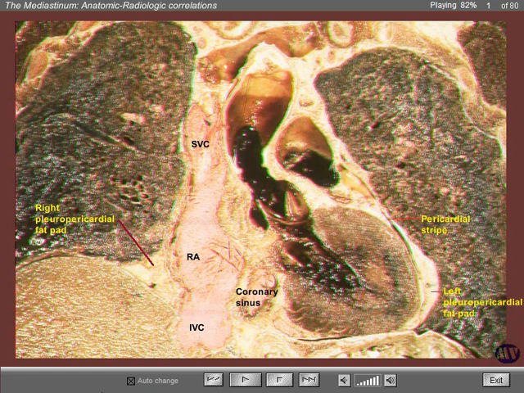In this anatomical coronal section, we note the innominate vein entering the region of the superior vena cava. We note the ascending aorta with the sinus of Valsalva. And we note the thickened wall of the left ventricle. And to the left of the ascending aorta, we note the pulmonary trunk.